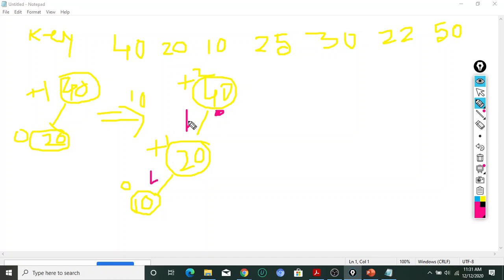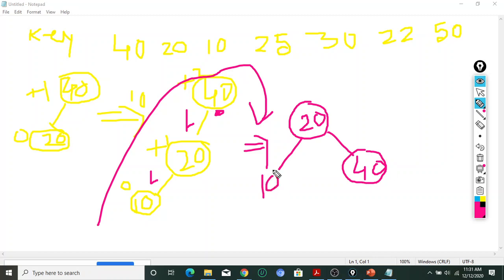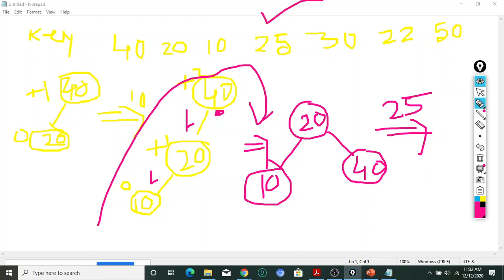I will check left, so I will perform the clockwise rotation. If I perform the clockwise rotation, then 20 will be my root node, 40 will be my right subtree, and 10 will be my left subtree. Then we add the next one. After balancing, suppose the next key value is 25.